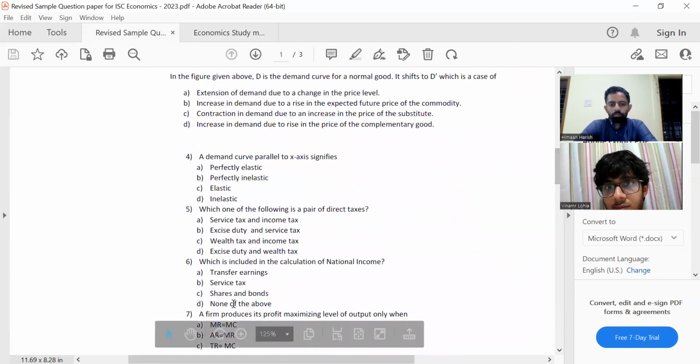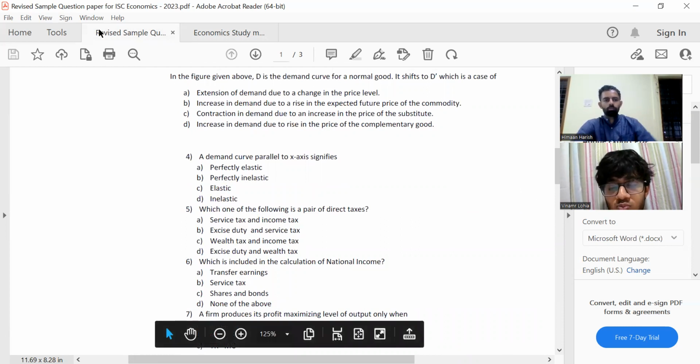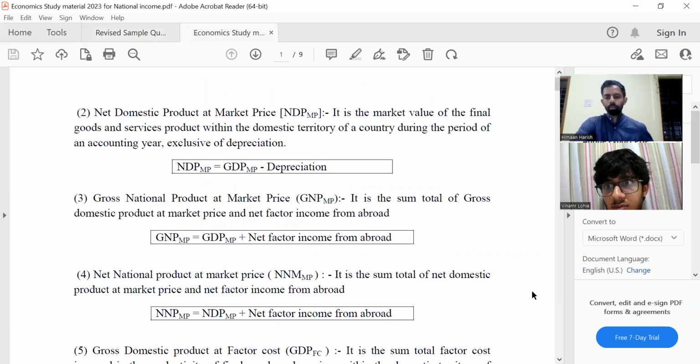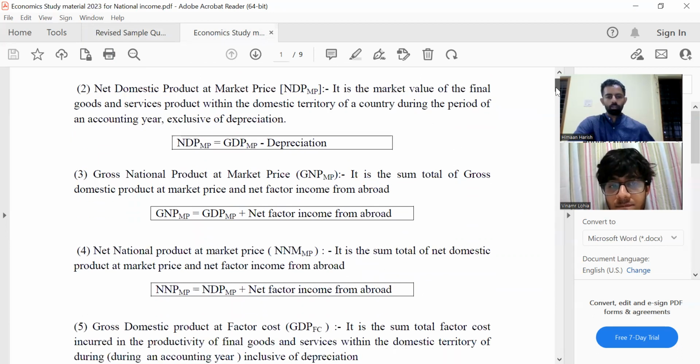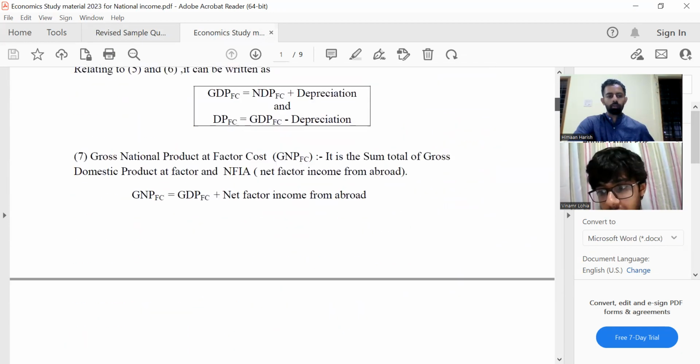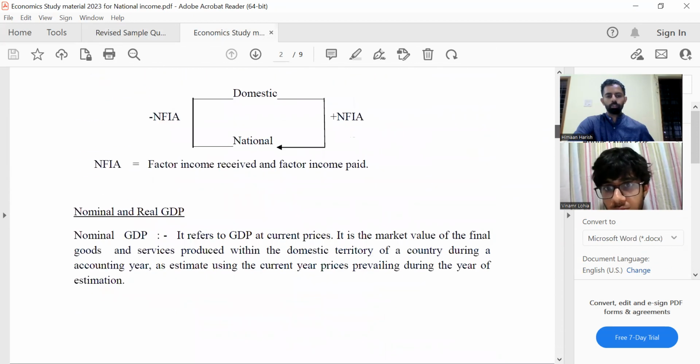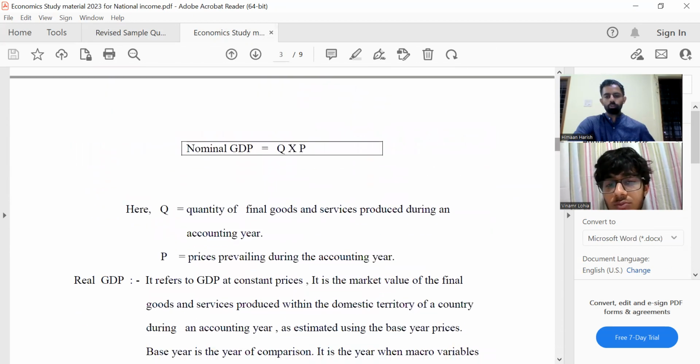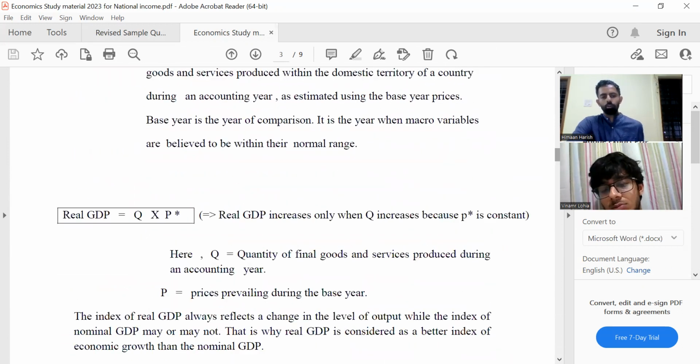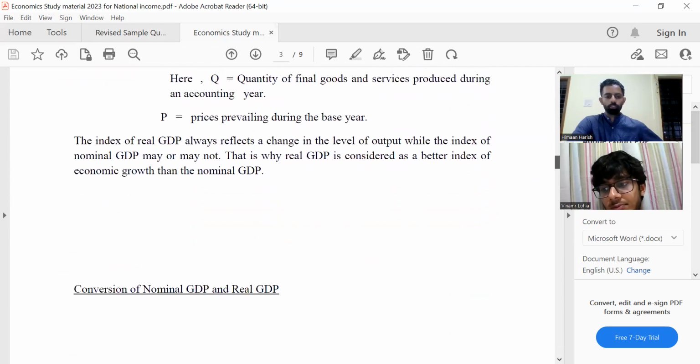Yeah, other than that, this material is very relevant. If it's possible, you just go through this material. Yeah, I will go through it definitely. So the 8 formulas and real GDP and nominal GDP also, we have solved it in the presentations as well with a numerical example for real and nominal GDP.